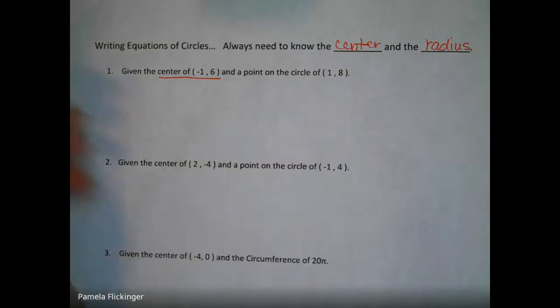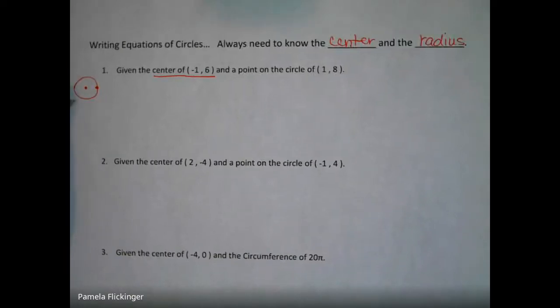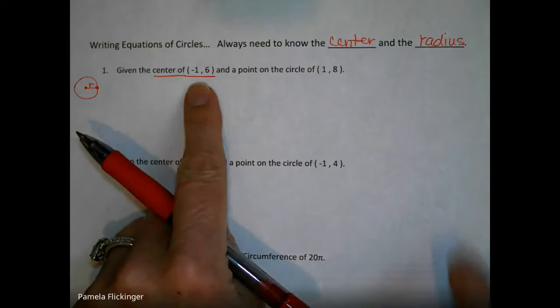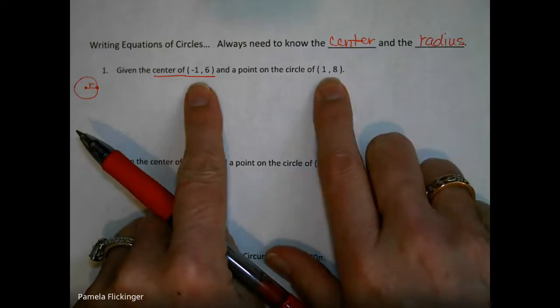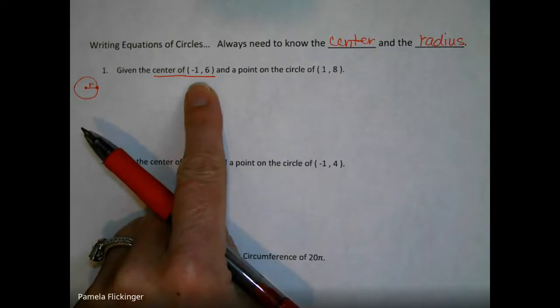So just to give you a visual, you've got the center and a point on the circle. It doesn't really matter where on the circle it is. If I were to connect it, that's my radius. So what I need to figure out is the distance between these 2 points. And if I can figure out the distance between those 2 points, I will know my radius.